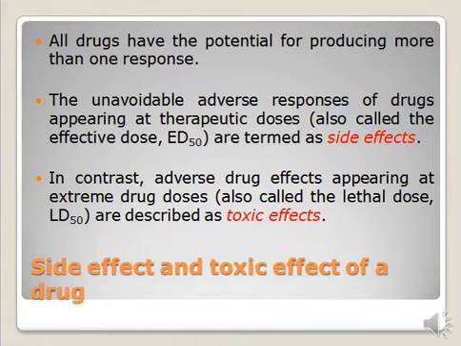So if the concentration of the drug is such that 50% of the animals are cured, suppose you have 10 animals and at least 5 of them get cured, then that concentration or that dose of the drug is called the therapeutic dose or the effective dose, right? And it's called ED50. 50 means 50% of the population have been cured, right?